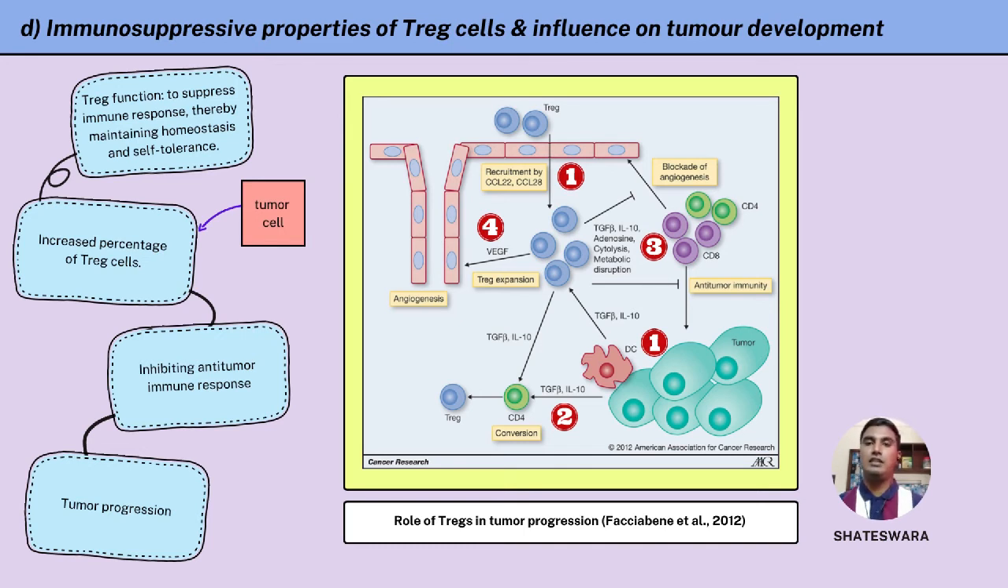Thirdly, T regulatory lymphocytes arising in the periphery actively suppress anti-tumor effector activity of CD4 plus and CD4 plus lymphocytes by producing specific cytokines. Fourthly, T regulatory cells stimulate tumor angiogenesis directly by producing vascular endothelial growth factor.